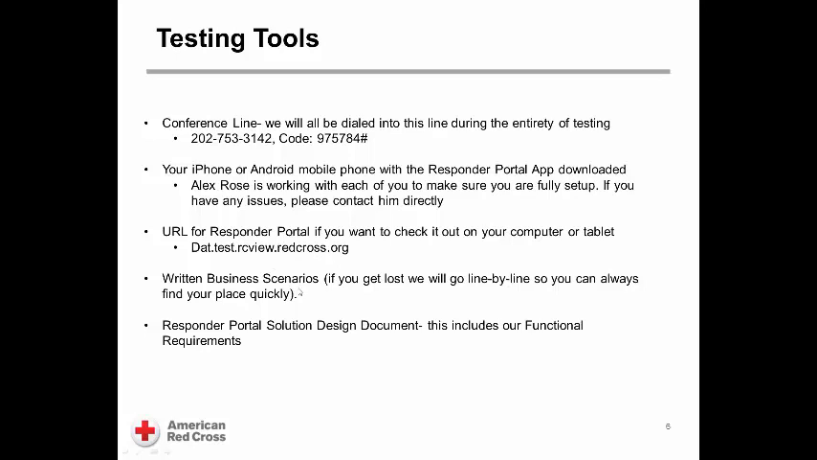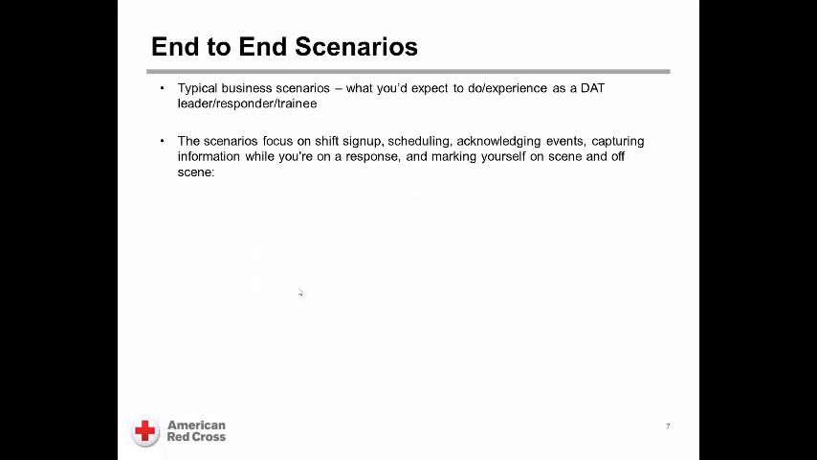You're also going to have the business scenarios, whether you want to pull that up on a computer or print those out. It'll be a couple pages. But again, that way you can stay with us and write down on paper if you need to, or follow along on the computer. And then everybody will have the Responder Portal Solution Design document. And that has our functional requirements. So it's, functional requirement 4.3.1, number 1 says a user will be able to log into the system by putting in a username and password, something like that. So that way you too can look along when we say that we're testing a certain requirement or we have an issue. You can verify that within the document.